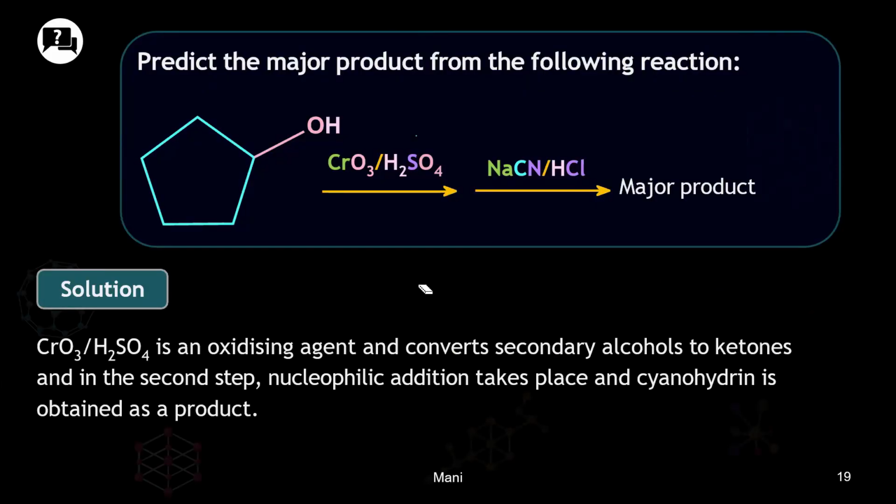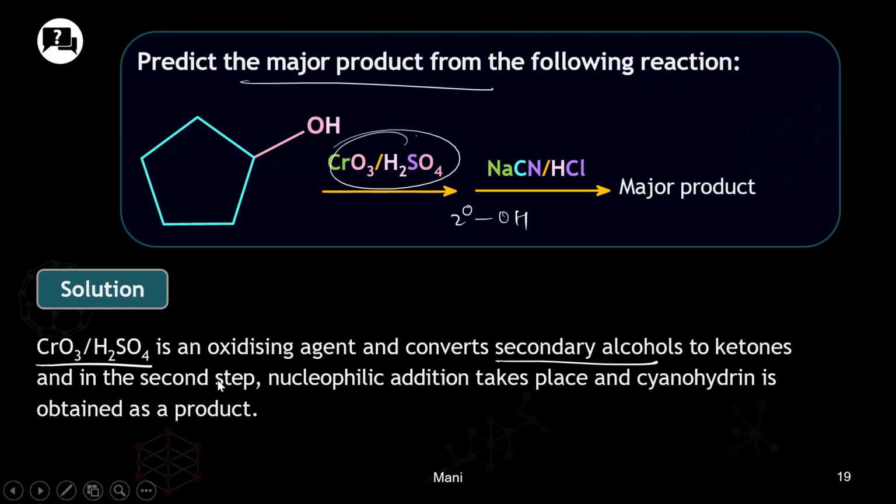So predict the major product from the following reaction. What is that? CrO3 and H2SO4 act as an oxidizing agent, and convert the secondary alcohol. So here you will be getting the secondary alcohol. Now this secondary alcohol will undergo nucleophilic addition, and cyanohydrin is obtained as the product. Understood?